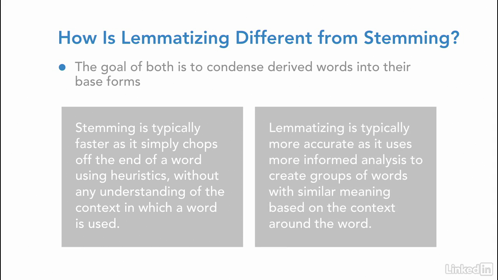Lemmatizing leverages more informed analysis to create groups of words with similar meaning based on the context around the word, part of speech, and other factors. Lemmatizers will always return a dictionary word, and because of the additional context it considers, this is typically more accurate, but the downside is that it may be more computationally expensive.